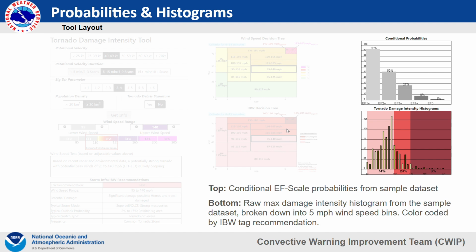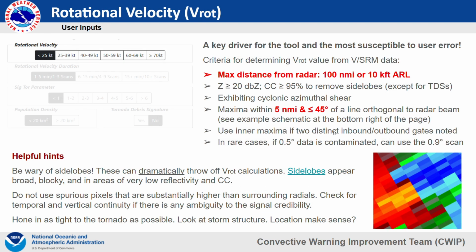Finally, the right-hand section shows the raw data set broken down by the conditional probabilities that you see for your various inputs, broken down by EF scale. And the bottom is the raw histogram broken down into 5 mile-per-hour increments bins, so you can see exactly where every tornado in the data set lies relative to the IBW tag recommendation, which is color-coded here in the red.